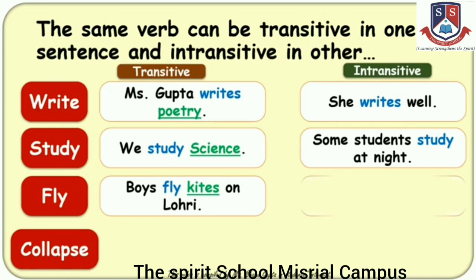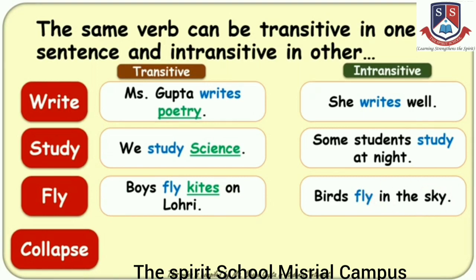Birds fly in the sky. Intransitive. Birds fly is a complete sentence on its own. Fly here doesn't need and doesn't take an object after it. The phrase in the sky is not an object. It functions as an adverb.